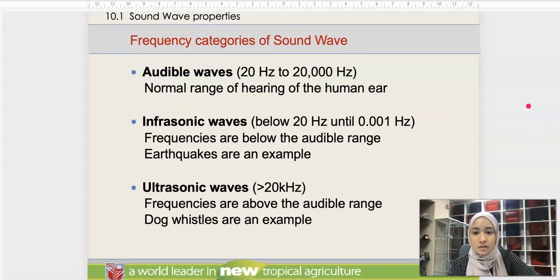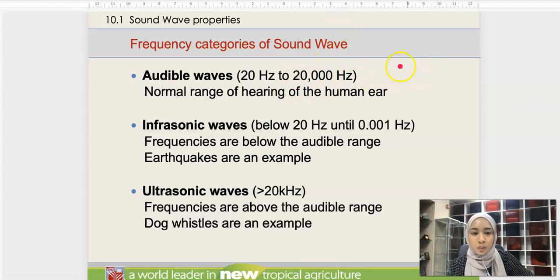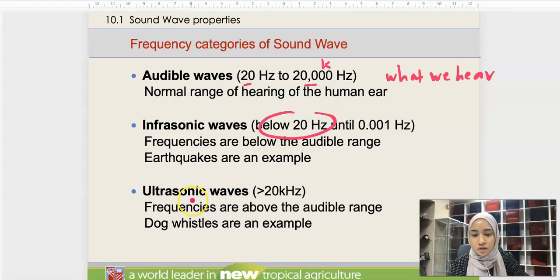Okay, so we have categories of sound waves. We have the audible, which is what we can hear. Audible waves range from 20 Hz to 20 kHz. So 1000 is kilo, right? So 20 Hz to 20 kHz. This is the normal range of the human ear. And then you have infrasonic, that is below 20 Hz, and then you have ultrasonic, which is above 20 kHz. So if I were to arrange this, I will start with infra, then audible, and then ultrasonic.